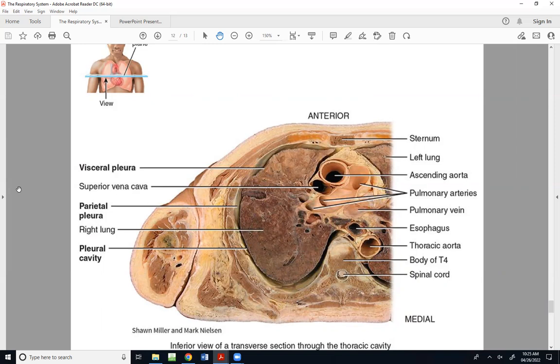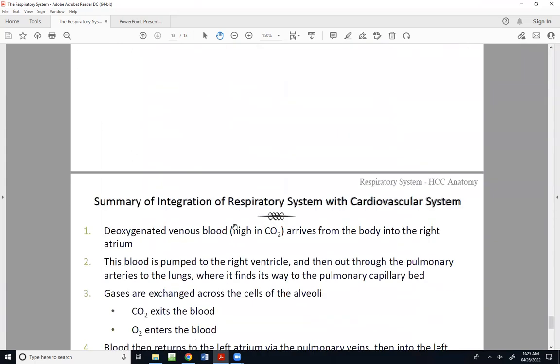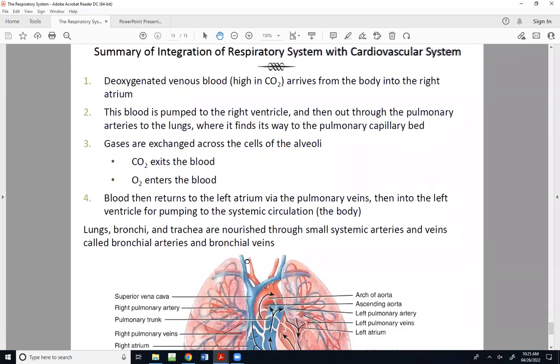We do see the aorta at a couple different points in there. That's kind of cool. There's the ascending, there's the thoracic, and you can see the pulmonary arteries, which we've talked about before, so I won't spend any more time on that.